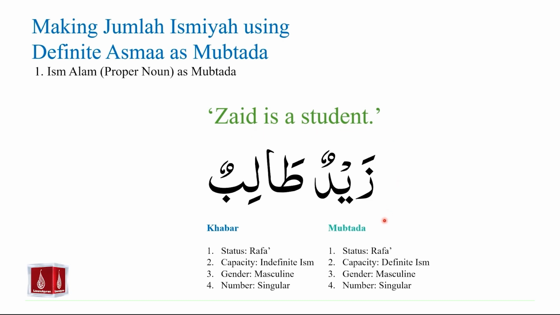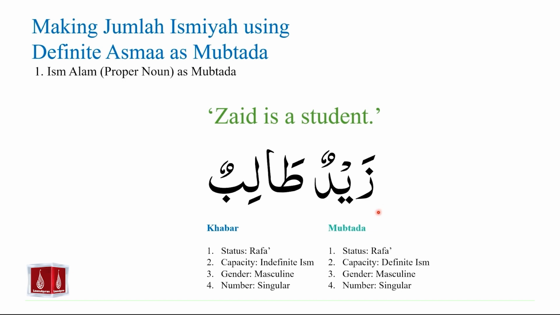Zaidun is being used as mubtada. Zaidun is a proper noun. So we are using an ism alam or proper noun as mubtada. Zaidun is rafa in status. Talibun is rafa in status. Zaidun being mubtada is a definite ism. Talibun being khabar is an indefinite ism.